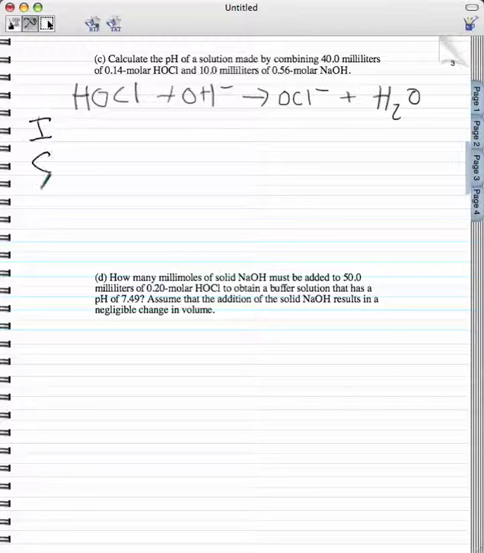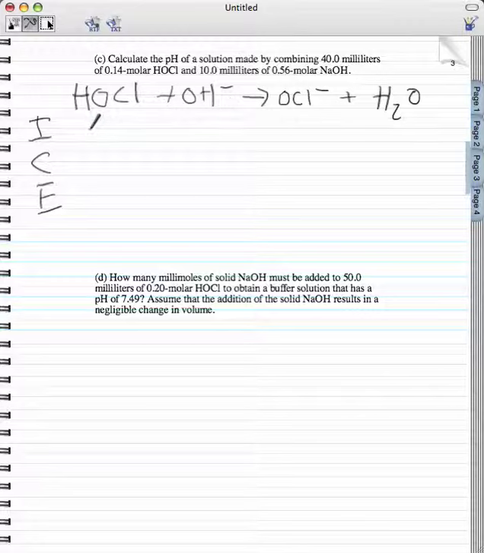So we have ICE with this, and we can use this to think about what the concentrations of these two are in the beginning, so we can see if one's a limiting reactant, which one we have left over, and we can try to figure out what we're going to have after this reaction is done.